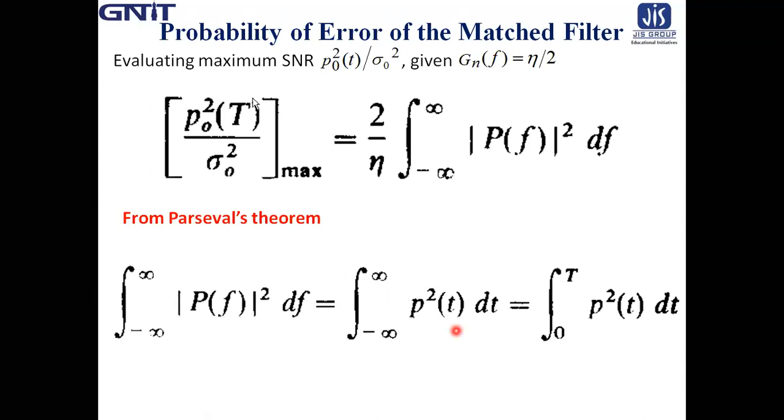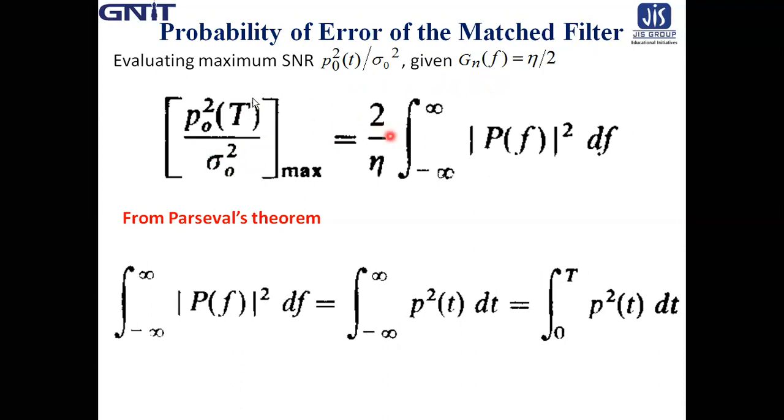Now, probability of error of the matched filter. The probability of error which results when employing a matched filter may be found by evaluating the maximum signal to noise ratio, that is P0 square T by sigma 0 square maximum, and given G_n(f) equal to eta by 2.